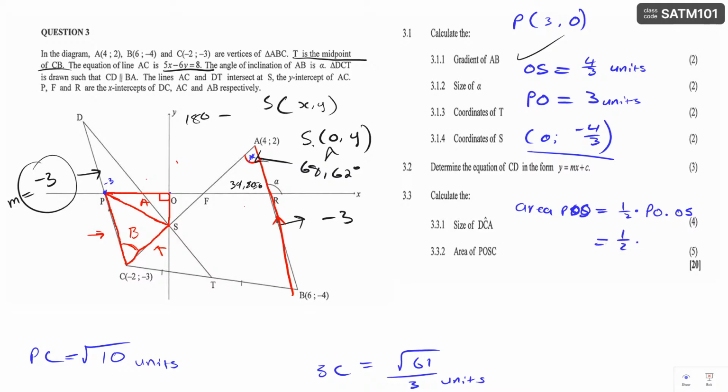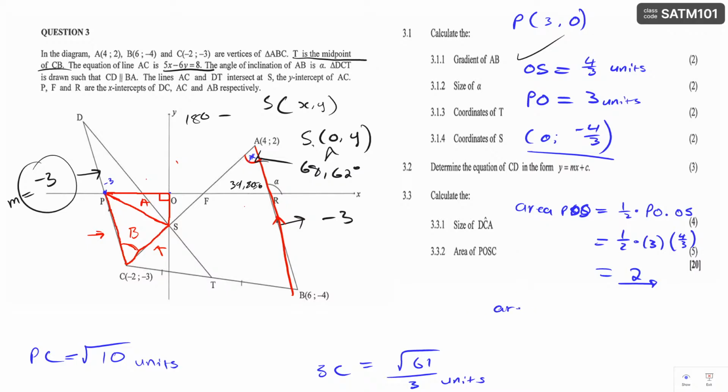So here you're going to say 1 over 2. What is PO? PO, we found to be 3. What is OS? OS is 4 over 3. So we need to multiply that and check our answer. 1 over 2 times 3 times 4 over 3. So we get this one as 2, 2 units square.